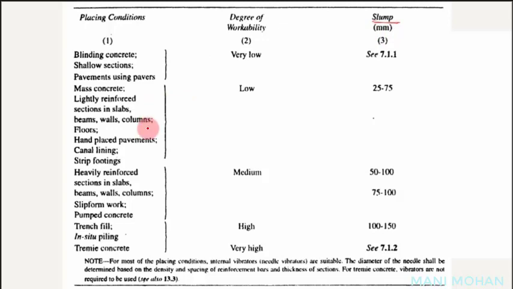So let us say the example which we have taken for designing M20 grade concrete. We say that we want to place that concrete for beams, walls, columns, slab. Now what degree of workability is needed? Low. So how much slump do you need? The slump has to be between 25 to 75 mm.